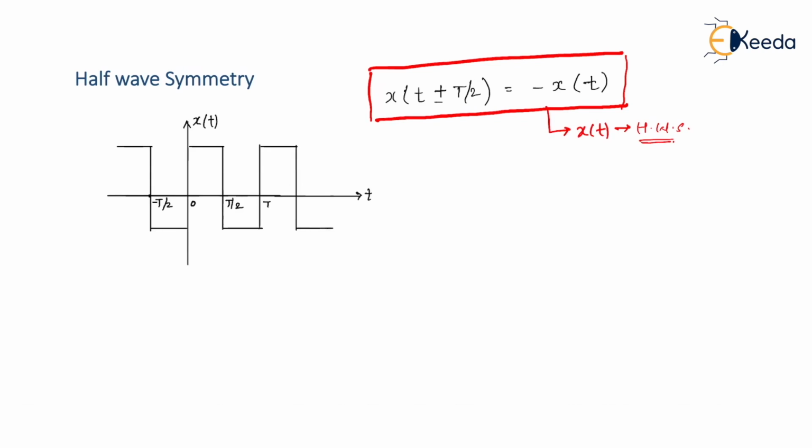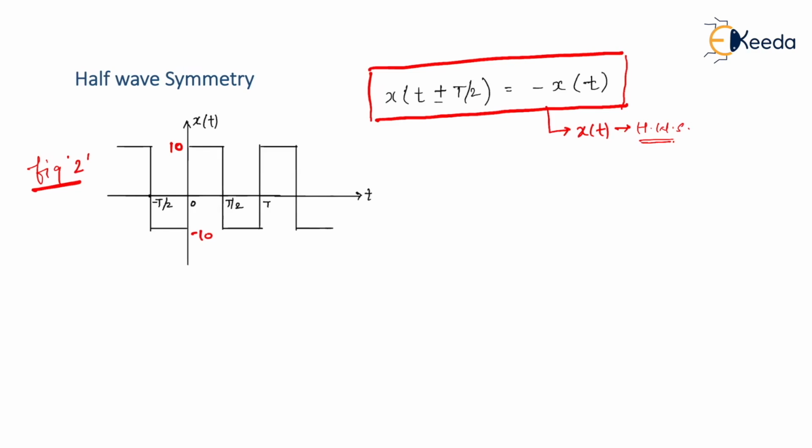So let us verify whether this condition is satisfied for the given figure. Looking at this, we have identified that this is figure number 2. The value of amplitude was 10 here and this was minus 10. So let us check whether this condition is satisfied or not. How to check it?